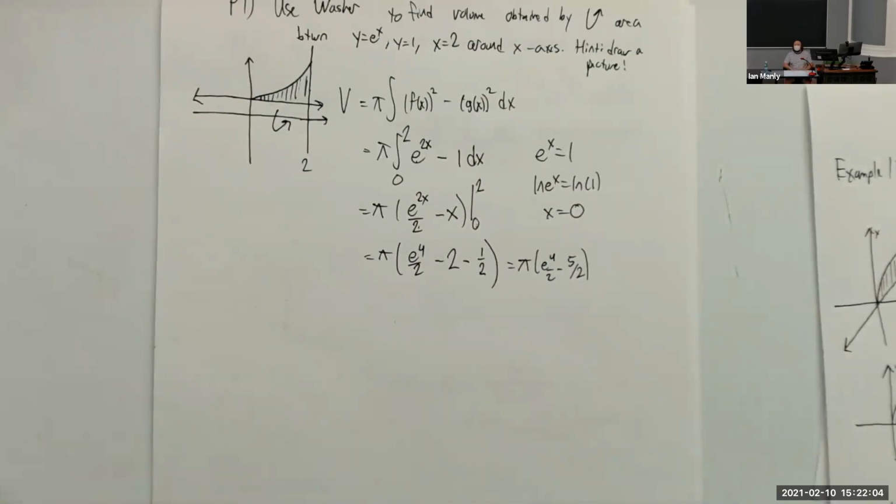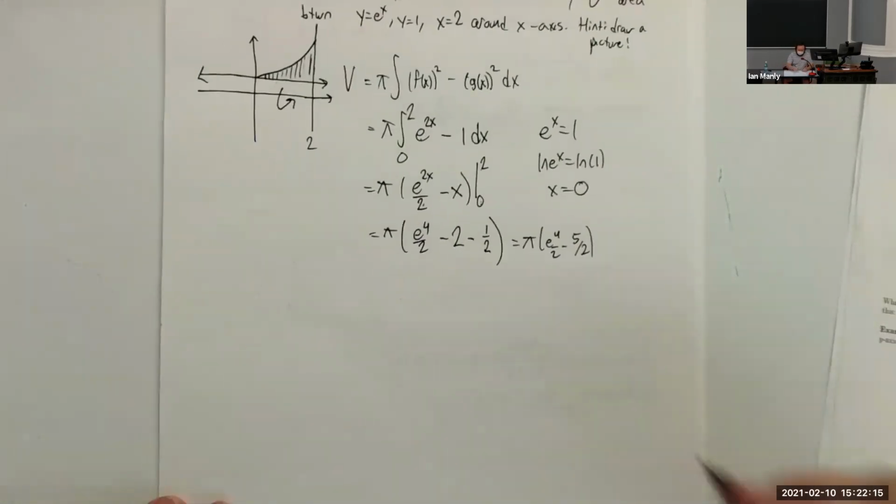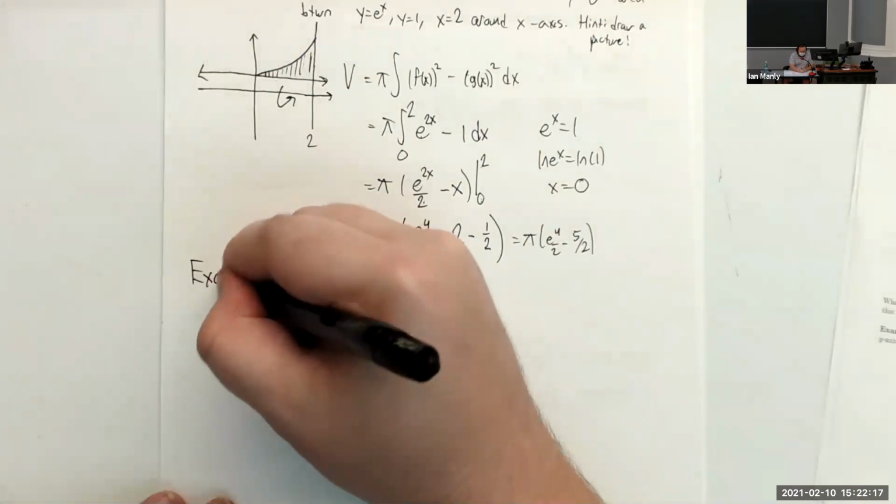Now we've answered 2 questions where we've spun around the x-axis, right? So it's only natural to ask, can we spin something around the y-axis? And the answer is yes, we can. There's no issue with that at all. So let's take a look at another example.